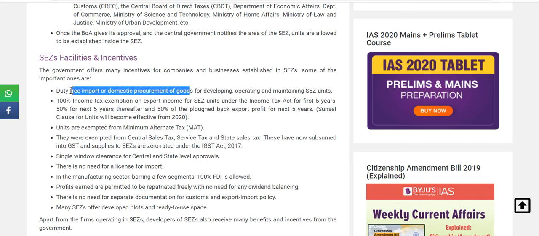So there would be duty-free import. Generally, we don't have duty-free import, but SEZ is considered as something that is outside the territory of India, and at the same time it gets benefits that the domestic sector gets. So there would be duty-free import or domestic procurement of goods for developing, operating, and maintaining the SEZ.